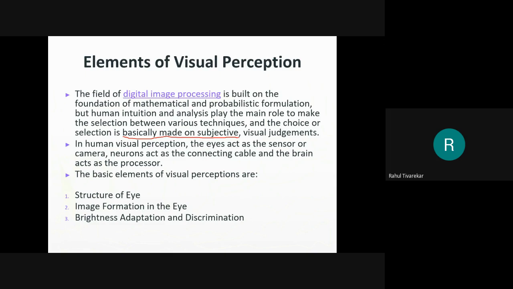For example, if I click three images of the same scenery, and I show them to a set of people and ask them which one of these three is a better image, then the views may be different. Some person may say the first image is good, some may say the second image is good, and maybe all of them can think that the third image is bad. So here the third image is bad.